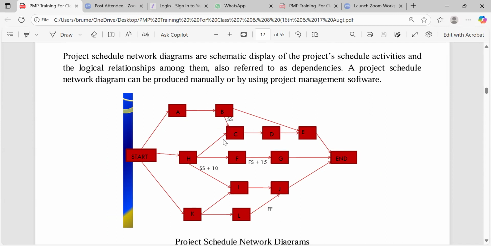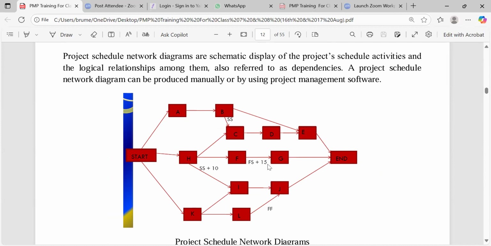Yes. Now come down to FG. Can you see FS plus 15 days? Correct. That is what? Finish to start relationship plus what? 15 days. So what does that 15 days mean? Do you see lag or lead? Lag, right? Yes. We will finish, but we can still wait for 15 days before we start the other one.